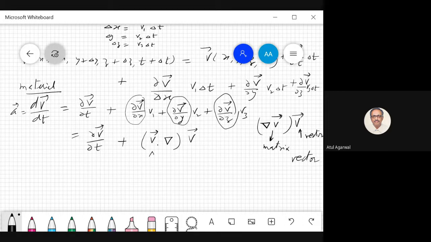This is a scalar. These are two vectors. Gradient is a vector. Velocity is a vector. So you're getting a vector. Both things are equivalent. There is no problem.